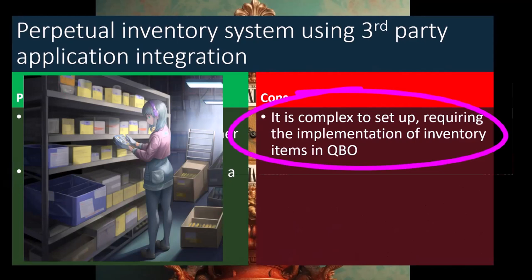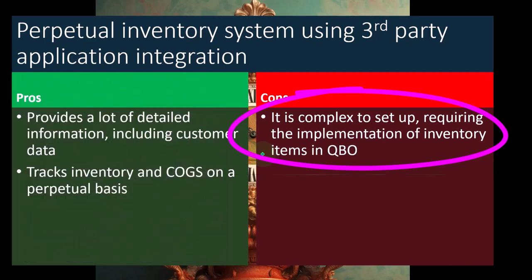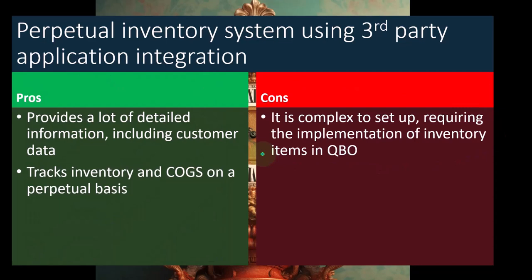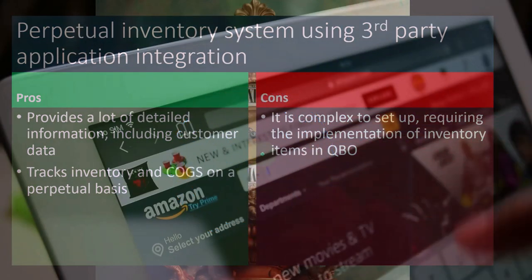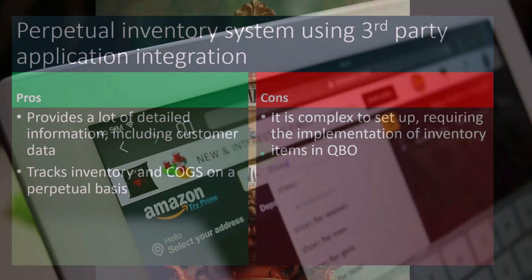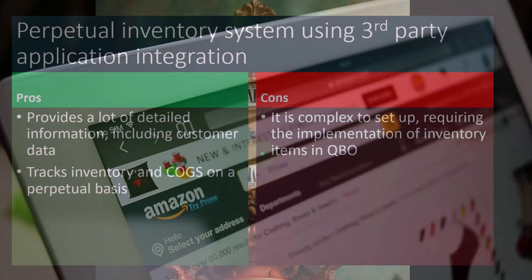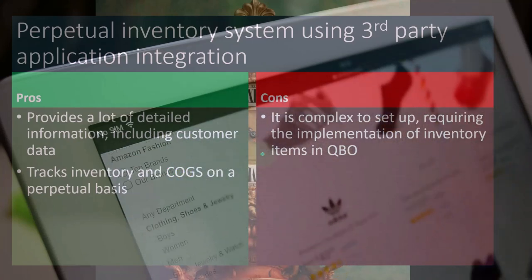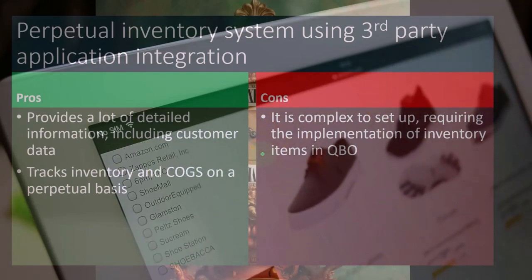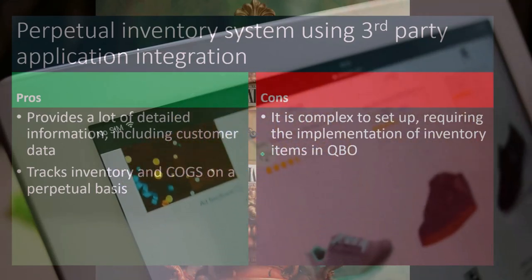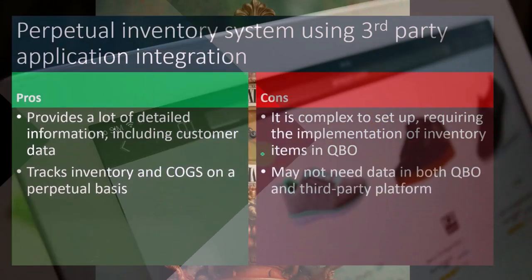However, the cons are it's complicated to set up, requiring the implementation of inventory items into QBO. In other words, if you were going to set up a system where you pull over every sales transaction from Shopify or Amazon into your QuickBooks system, you would have to set up inventory items that match the data that's being pulled in, so that when you create the sales receipts, QuickBooks Online knows which inventory items to be tracking with that. That gets quite complex and detailed depending on how much stuff you're selling on these online platforms and how many different types of inventory you have on it.